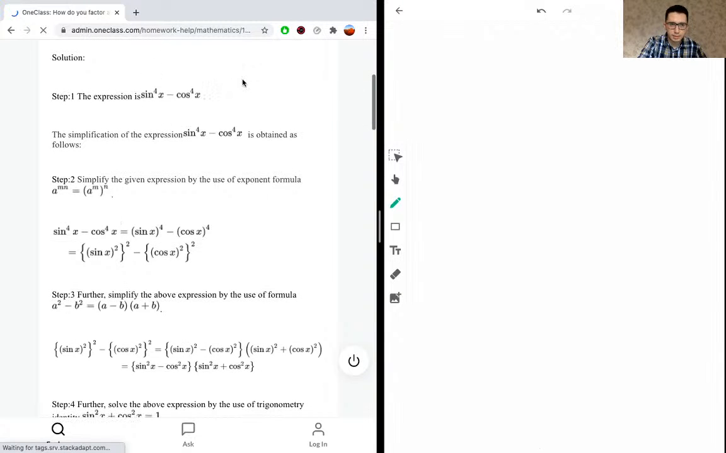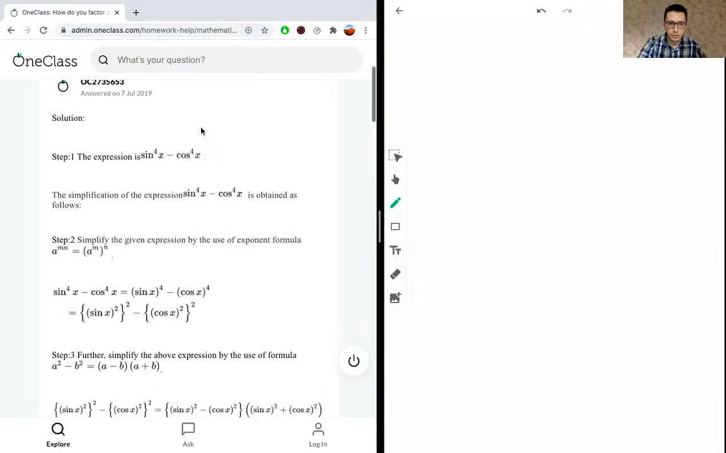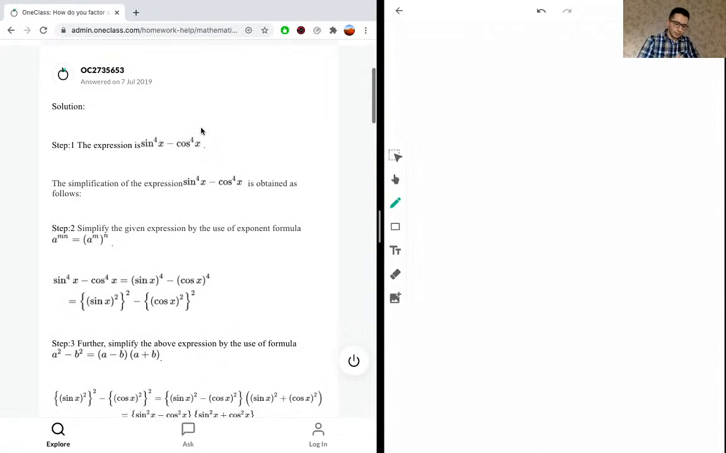Let's start off with this example, because this is kind of what the solution attempts to solve. I'm assuming this is what the question is asking. Let's say we had an equation as follows: sine 4x minus cos 4x. We're trying to figure out how we can simplify this down.